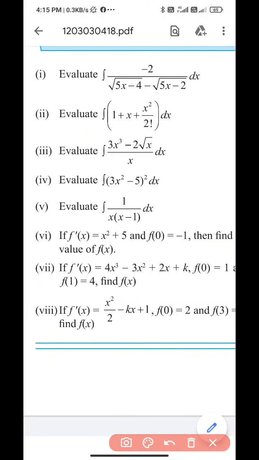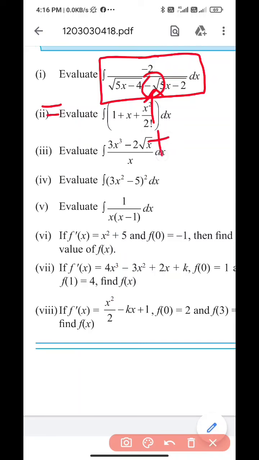Hello guys, so we have to start by the first exercise of integration. So this is the first problem. This problem should be solved with rationalization, where we are going to multiply this with the conjugate of this, that is the same denominator, by replacing the minus sign with plus sign.